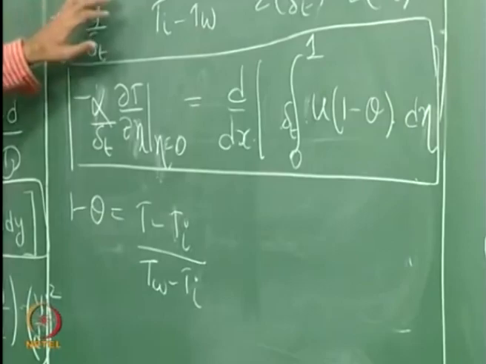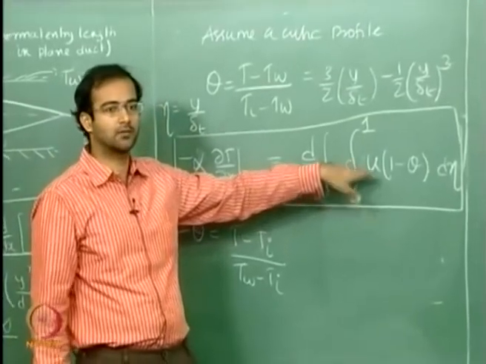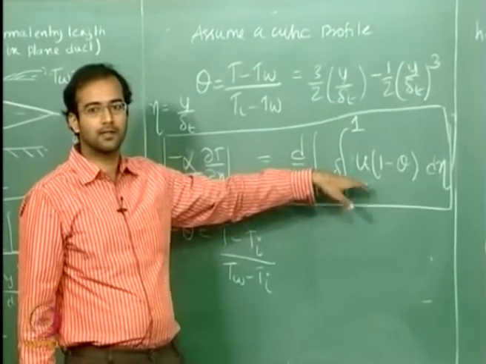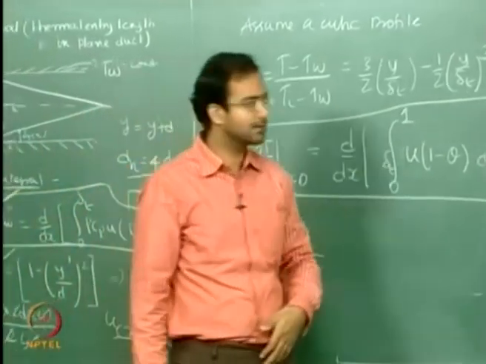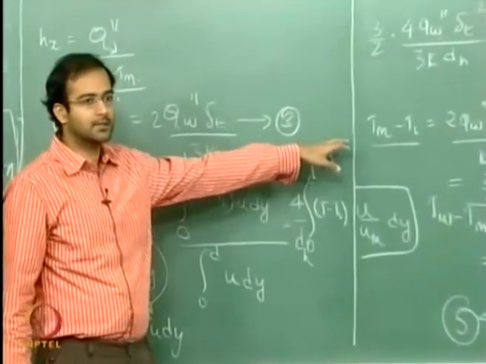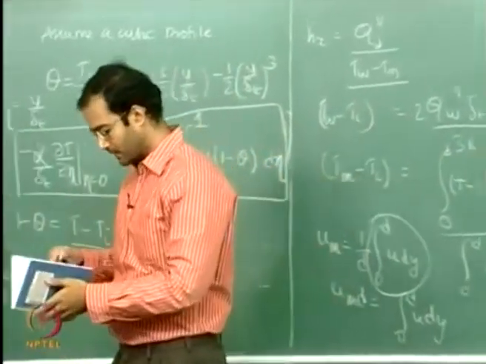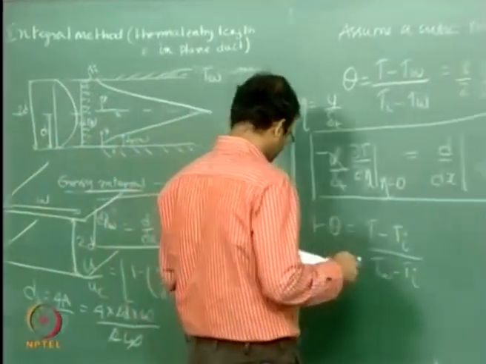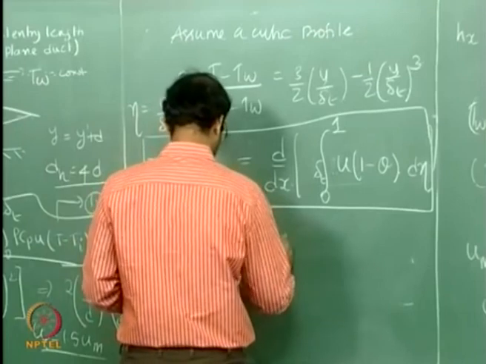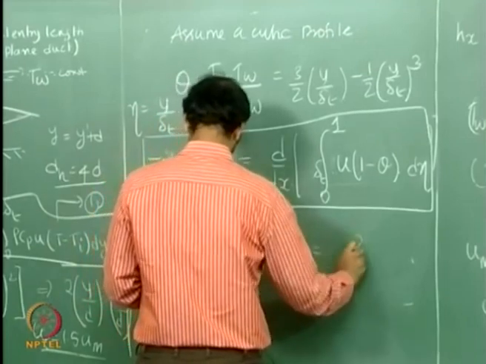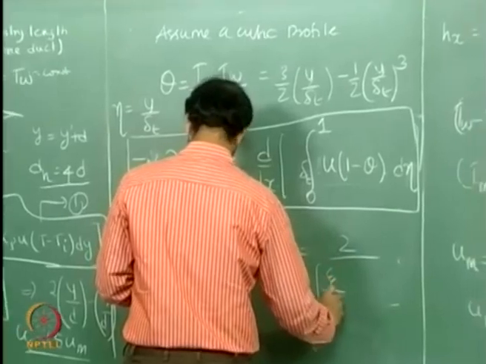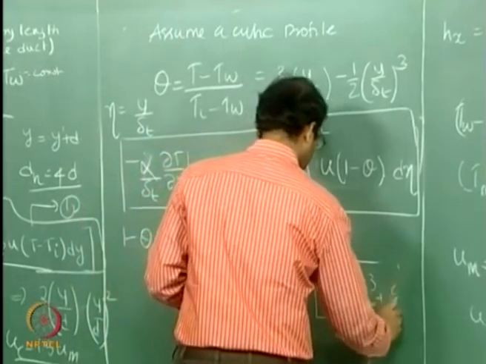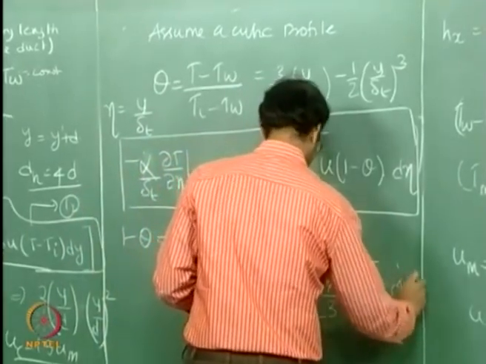So now I have the cubic profile, and of course the velocity profile is again known: the fully developed parabolic velocity profile. I substitute and proceed the same way I did for the constant heat flux, calculate my mean temperature, and then finally I get an expression for the local variation of the Nusselt number. I'll just give you the final expression. The final expression comes out to be Nu_x equal to 2 by (zeta by 3 minus zeta cube by 10 plus zeta power 4 by 48).